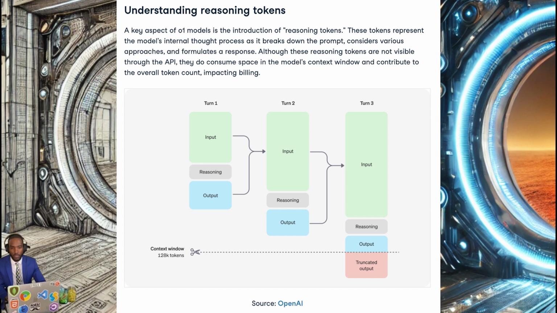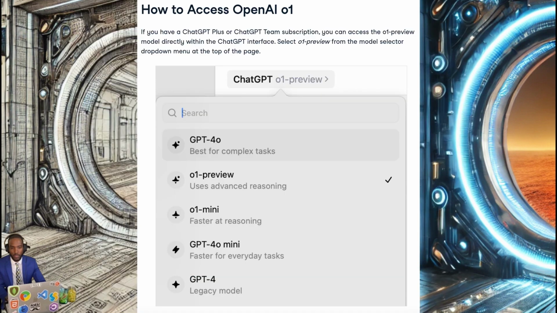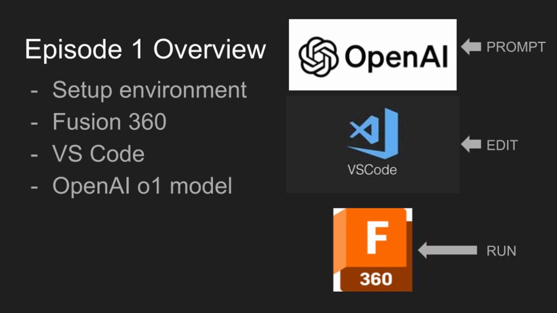We'll see how it can assist with coding tasks, automating processes, and even helping us create faster and smarter CAD models. I'm really excited to show you how this new AI model can boost your efficiency and spark new creative ideas. In this episode, we're starting with the basics. I'll guide you through setting up your environment, how to get Fusion 360, VS Code, and OpenAI 01 talking to each other, and then we'll dive right into an example.